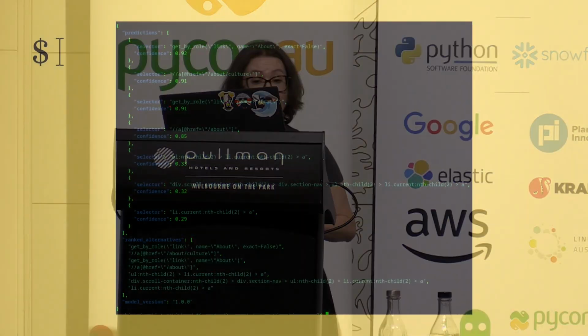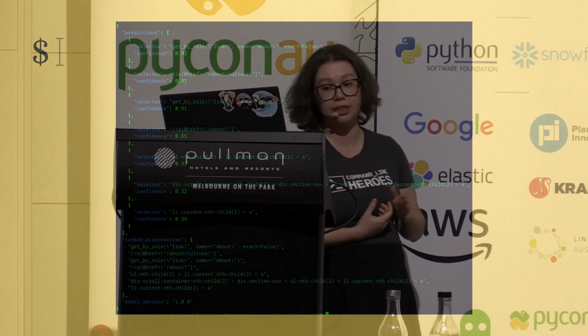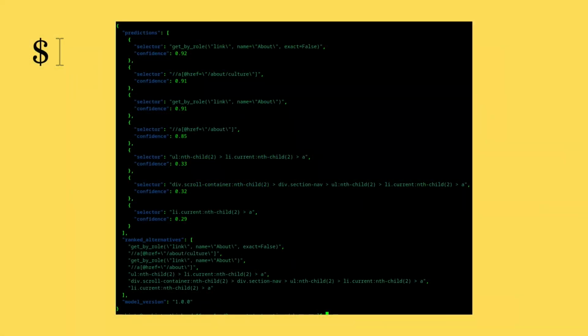The endpoint not only returns all alternatives classified, but also returns a ranked alternatives list organized from the most likely to succeed to less likely. And this is good because as soon as the healing system finds a good locator, it just stops. No need to try others.